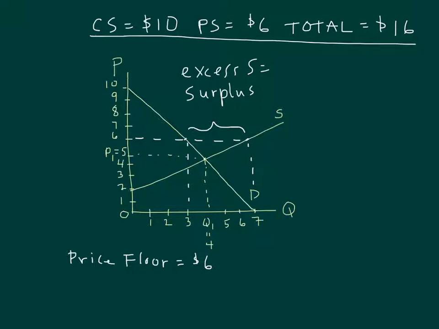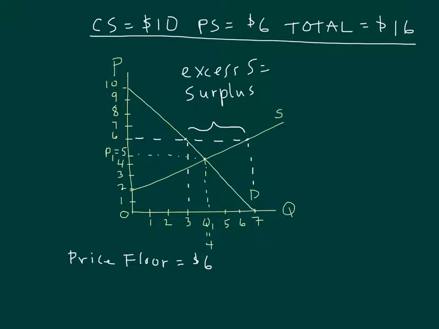Now the producer surplus, or the area above the supply curve but below price, is going to be a different kind of shape. It's going to start here at this $6, come down along 3 units, right, and then stop at the supply curve. So it's going to be this irregularly shaped area, all of that, okay?